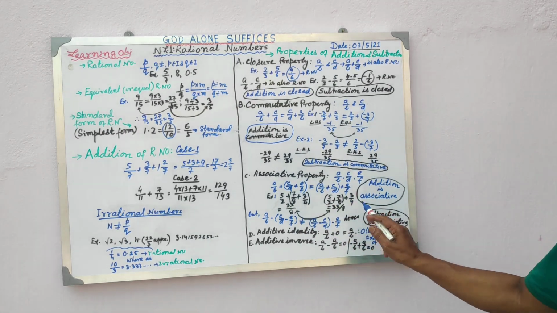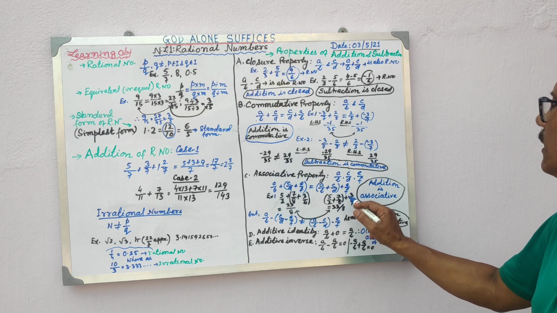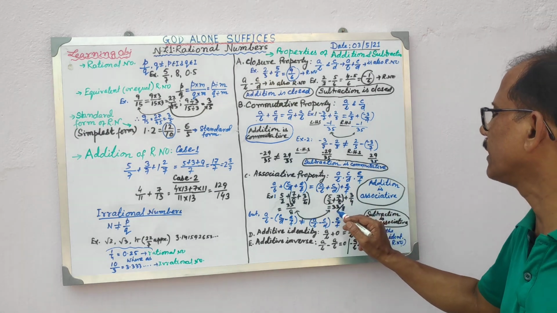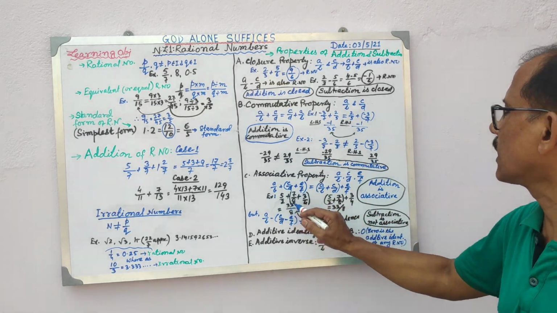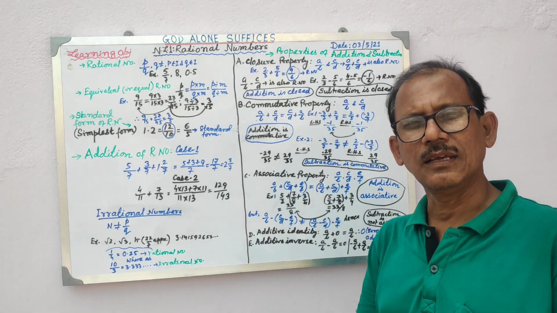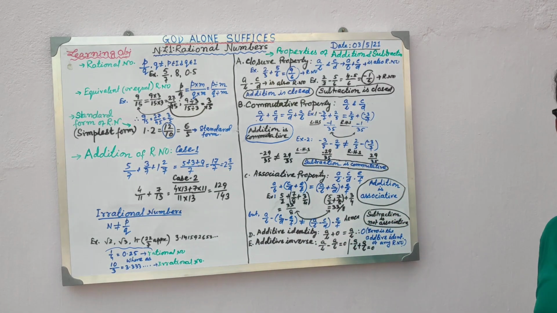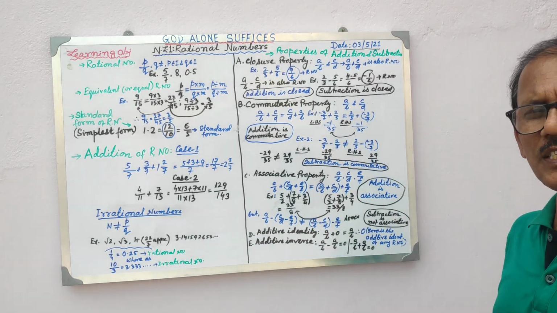Right hand side you solve. First you find the sum of these two. Then you add 3 by 4, and you will again find 33 by 8. So both the side values are the same. So the associative property for addition is satisfied. That means addition is associative.